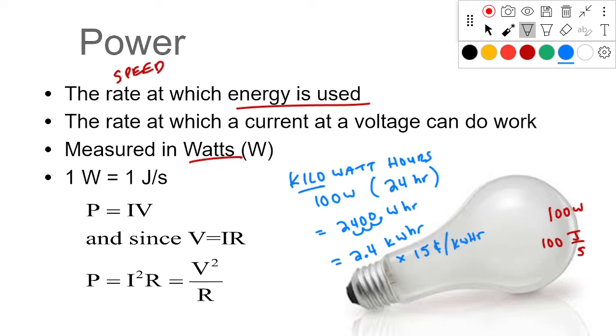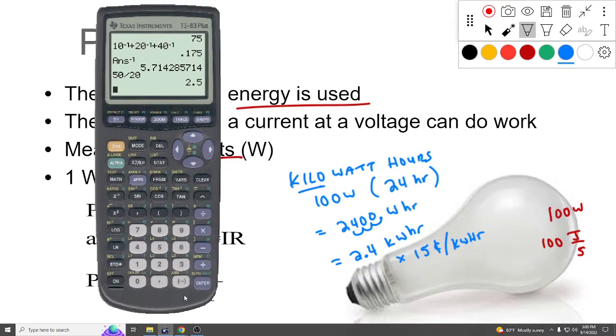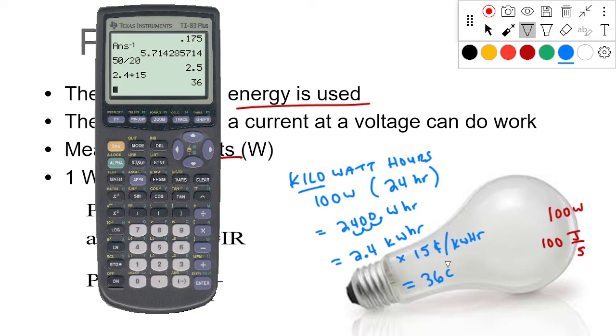Probably a little more than that now, I don't know. But I could come in here and go 2.4 times the 15 cents, and my electricity bill just went up 36 cents from running a 100-watt light bulb for 24 hours. All right, you run it all day, you forget and leave it on, that's not going to break the bank, right?